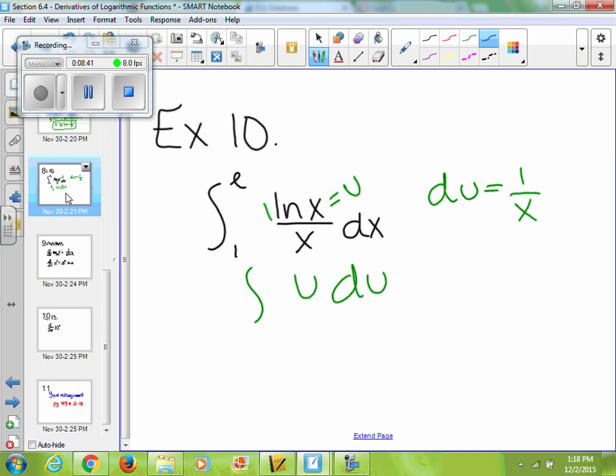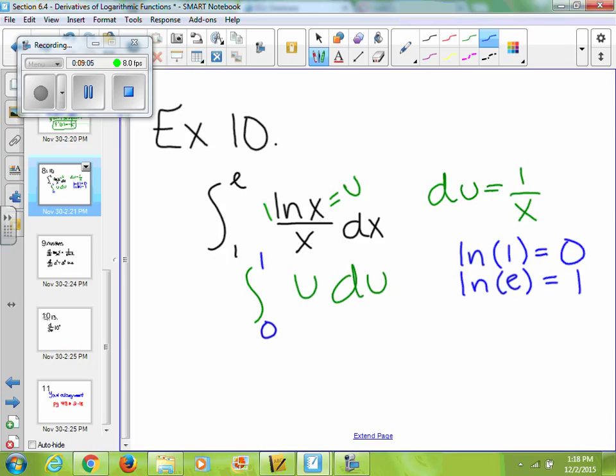The only thing I have to change is my upper and lower limits. So I'm plugging in 1 to natural log of x. The natural log of 1 is equal to 0. The natural log of e is equal to 1. So my new limits are from 0 to 1, u du.